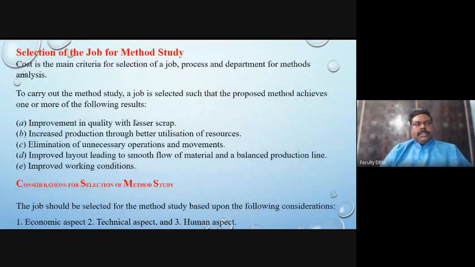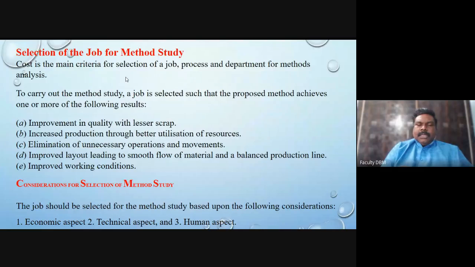First, selection of the job for method study. Cost is the main criterion. Finance, marketing and HR specialization students try to concentrate more on costs only. If you cannot increase revenue, or even if you want to increase revenue, we still need to concentrate on cost. You would have seen nowadays, no one says the salary, they say cost to company.